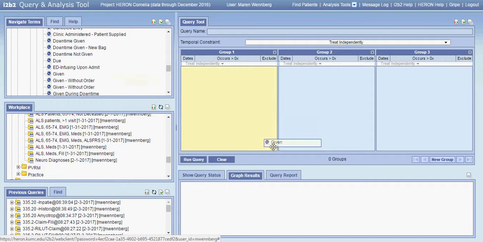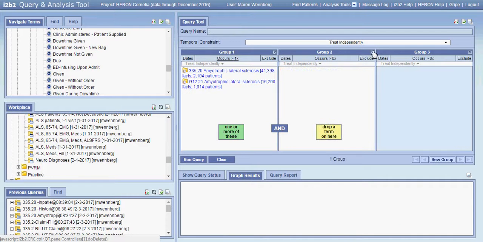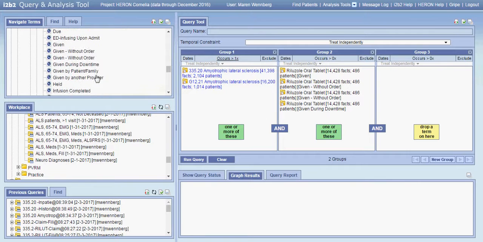The only thing that I would warn you, sorry, I need to pull back up my query so that I have my ALS, and I'm just going to delete group 2 so that I can pull over in other medications. Other modifiers, I should say. So I'm going to go ahead and pull over given, but it could also be given without an order, given during downtime, given by patient or family, given by another provider.